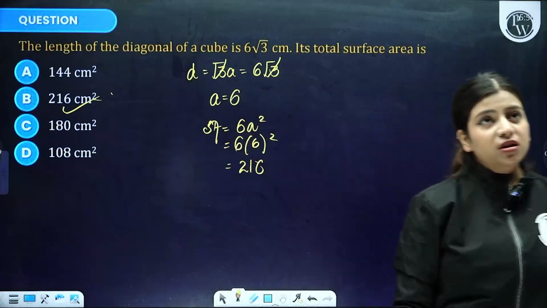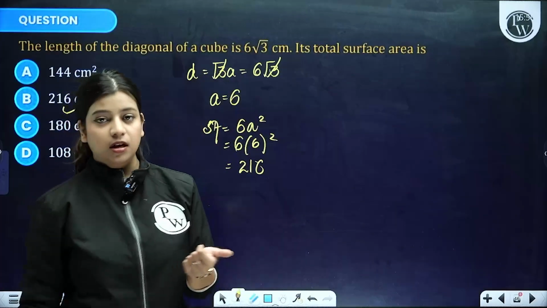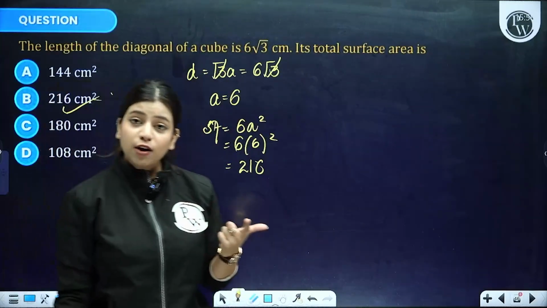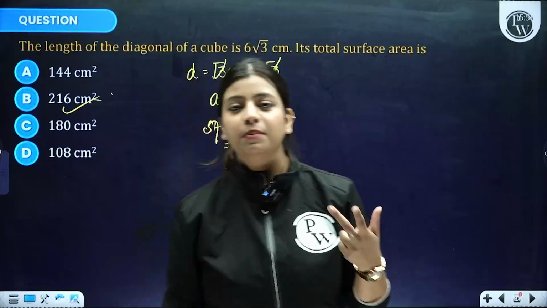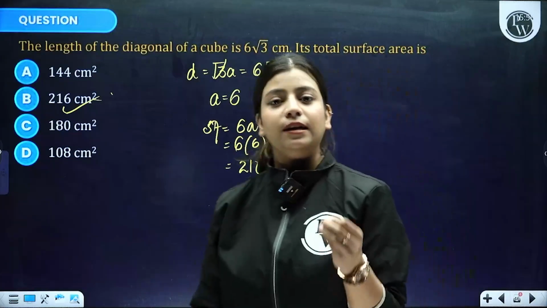So you should know certain formulas different from your course. That means the diagonal of a cube, and the diagonal of a cuboid is given by under root of l square plus b square plus h square, right? And that is what the longest rod that is there.